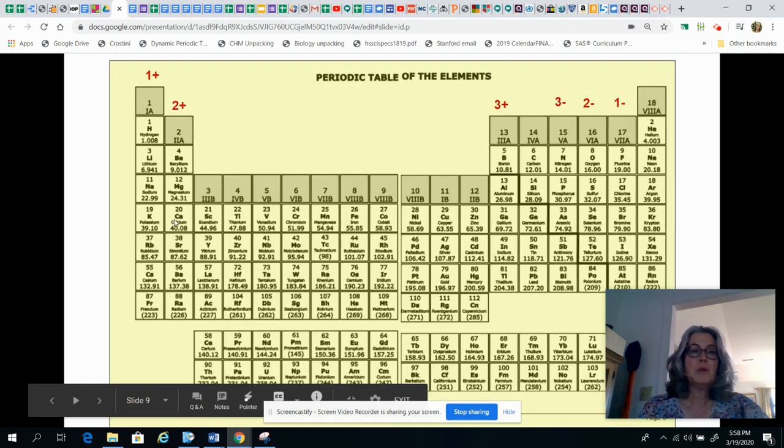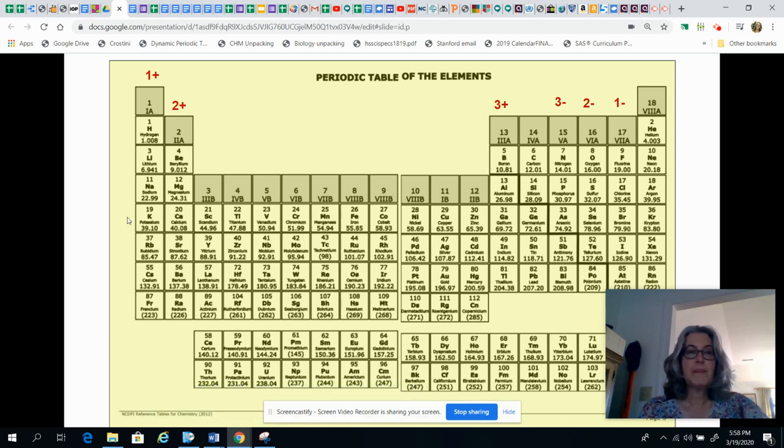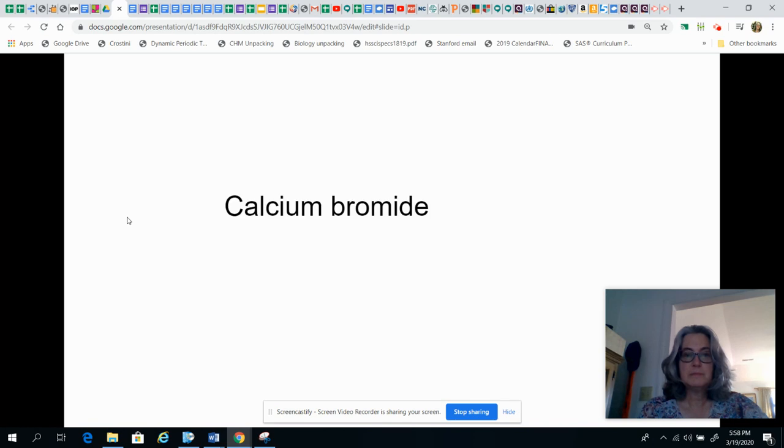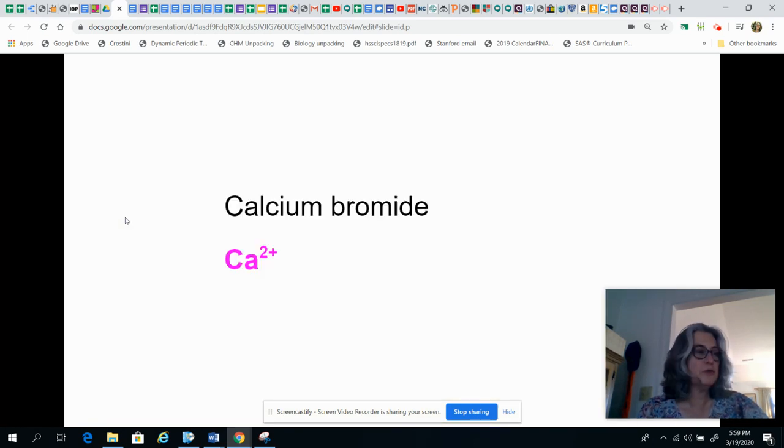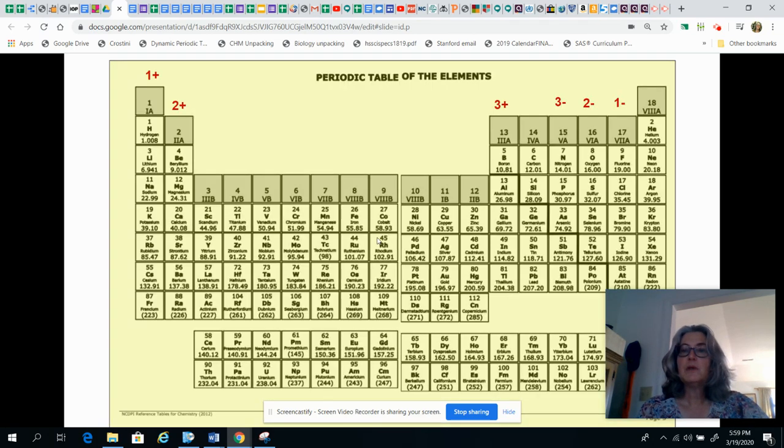Calcium, over here, group 2, ion charge of 2+. Calcium, 2 plus. Bromide. That's bromine over here on the right. Charge of -1.